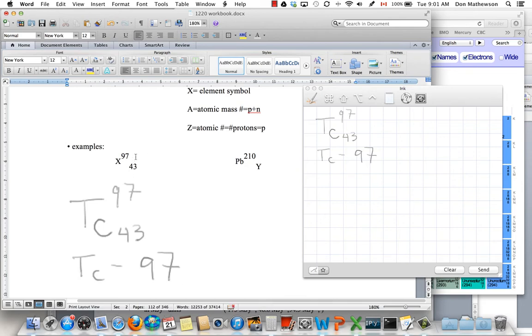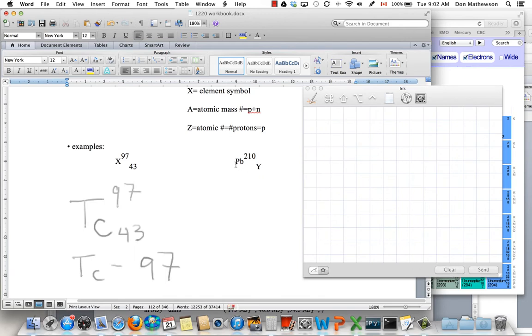Now, there is the phenomenon of isotopes, which means that there are going to be a number of different types of technetium atoms. All will have 43 protons, but the number of neutrons can vary, therefore the atomic mass can vary.